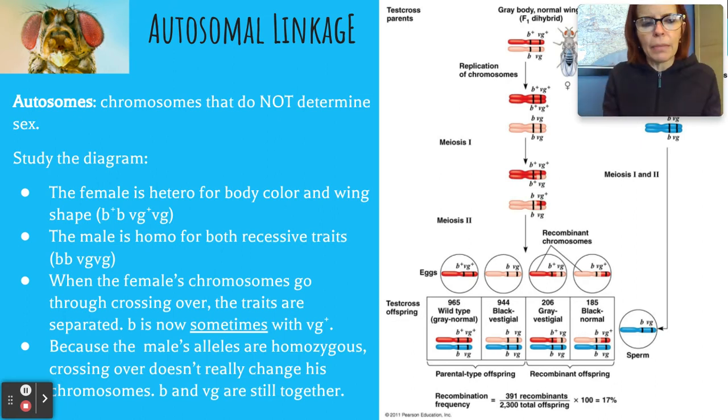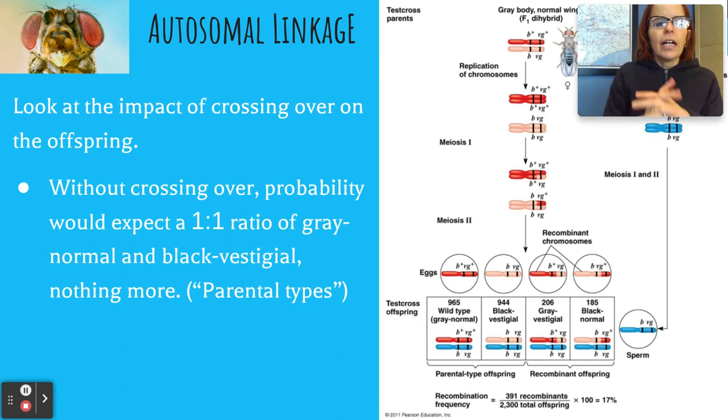That's what recombinant means. All right, so it says, look at the impact of crossing over on the offspring. Without crossing over, we would expect a 1-to-1 ratio of gray normal and black vestigial, nothing more. So remember that the folks who were first studying this, they couldn't see these chromosomes. They're just mating them and they're making predictions about what the babies should be like. And so they figure they've got a dominant female and a recessive male. They should have a heterozygous dominant female. They should have 50% that look like the female and 50% that look like the male. But they didn't actually get that.